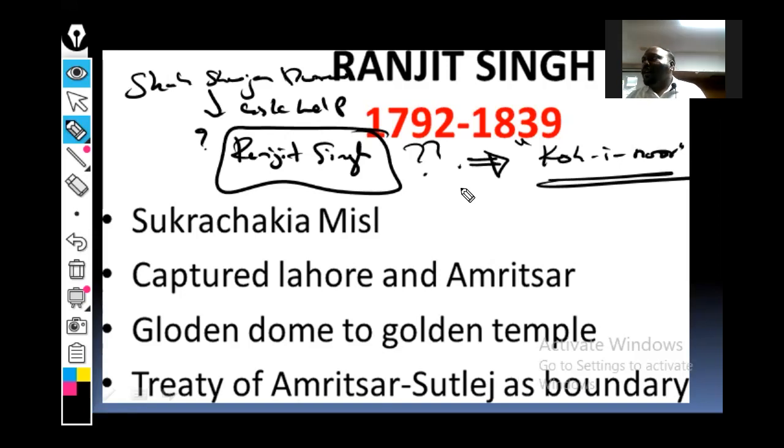What does Ranjit Singh do? In the name of Shah Shuja Durrani, he goes and captures all the Afghan provinces. What all provinces does he capture?